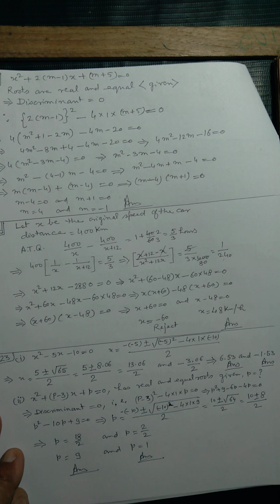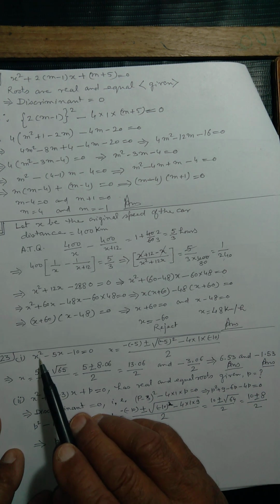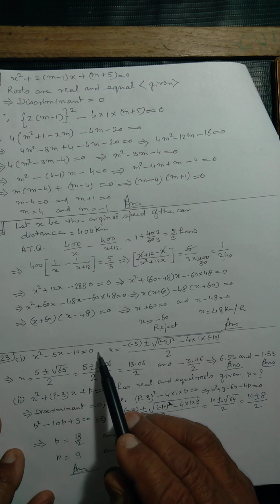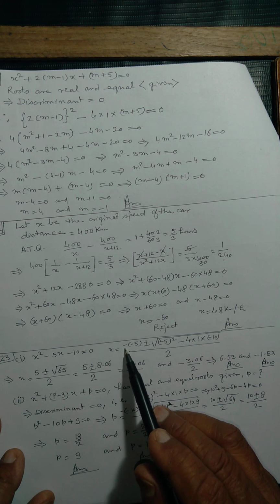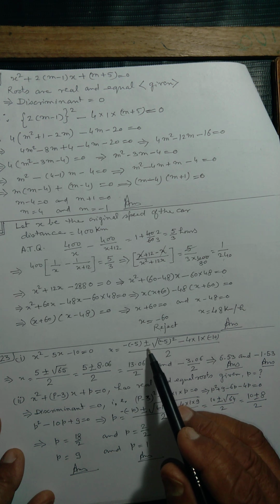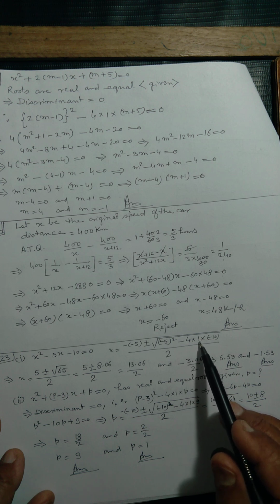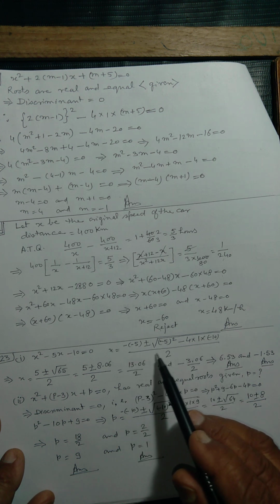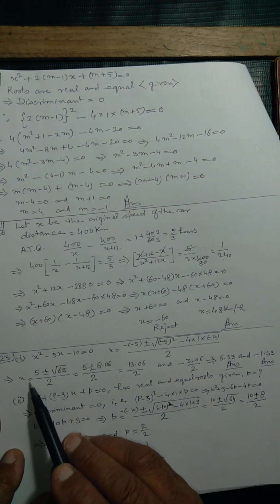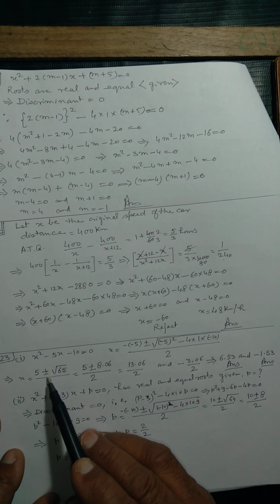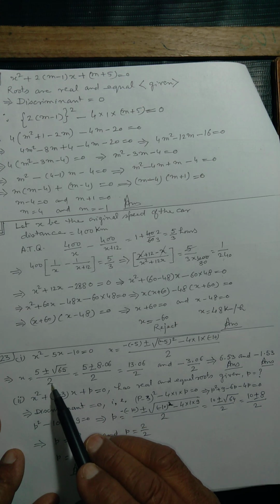Here solve the following equations and calculate the answer correct to two decimal places. That is x square minus 5x minus 10 equal to 0. Here I have written x square minus 5x minus 10 equal to 0. x will be equal to minus, inside the bracket minus 5, plus minus root of minus 5 whole square minus 4 into 1 into minus 10, whole divided by 2. So further solve it, x will be equal to 5 plus minus root 65 by 2.